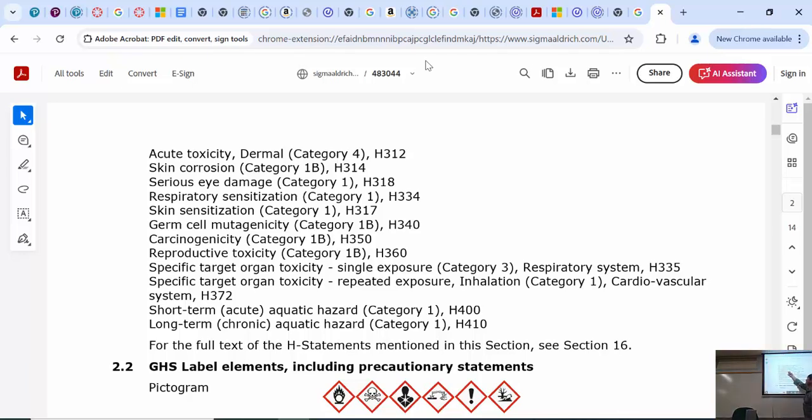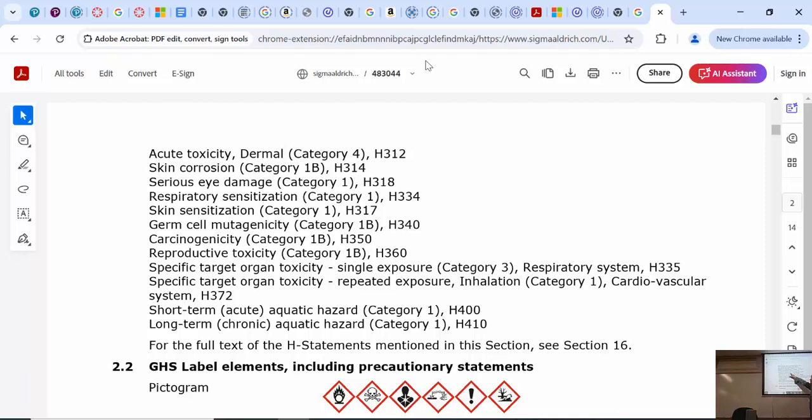So acute toxicity, skin corrosion, serious eye damage is category 1, which is the worst. Respiratory sensitization, skin sensitization. People who work with this a lot are going to develop a sensitivity to it. One of the chemistry professors here developed sensitivity to hydrochloric acid, so they couldn't breathe this stuff. Whenever they got around hydrochloric acid, it was painful for them. This is because of this exposure. But we're just going to be very careful.